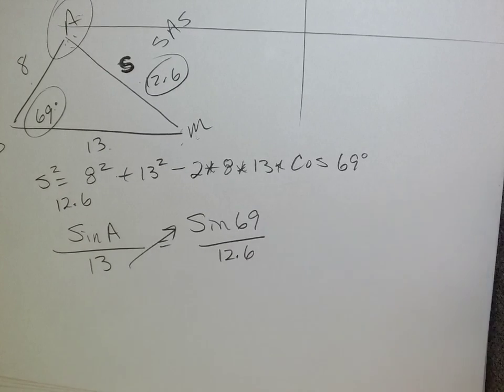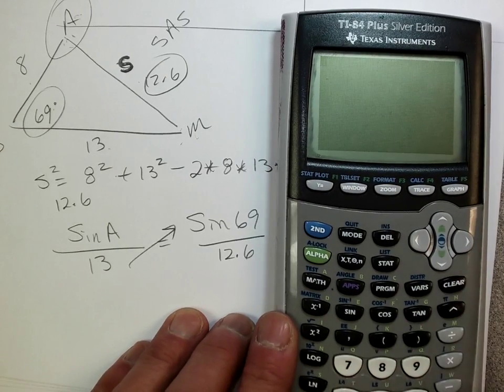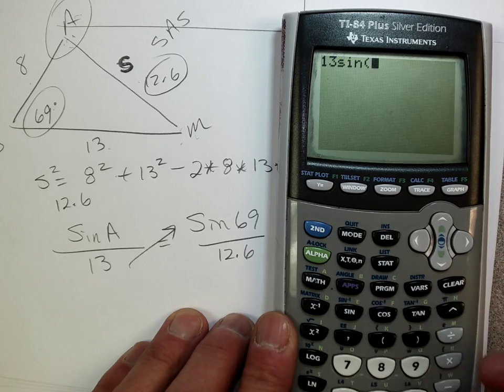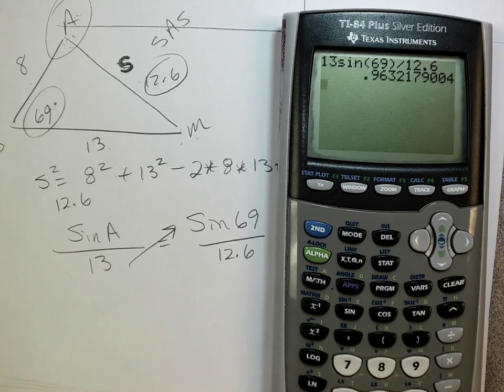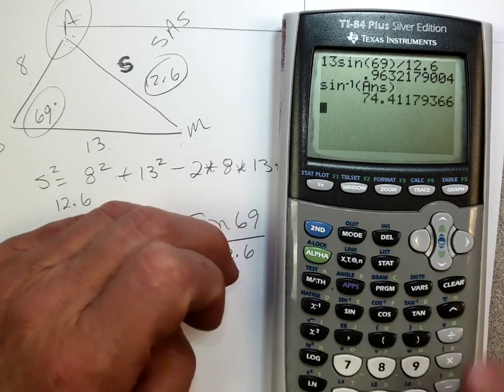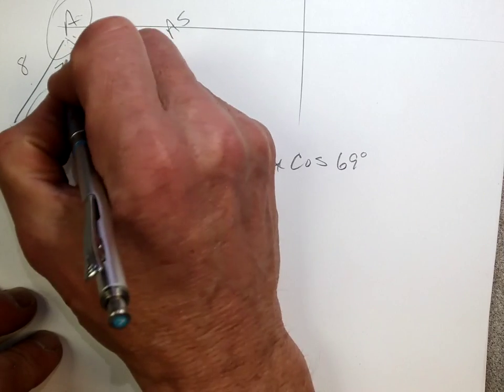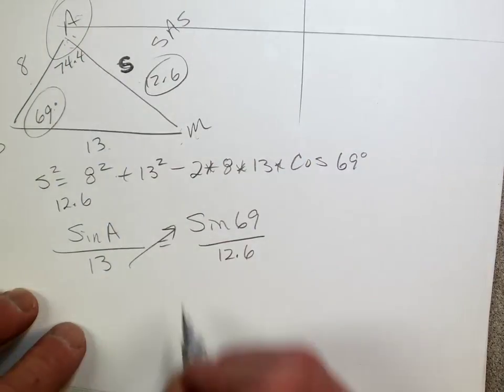Multiply up to 13. Okay, I'm just going to go then 13 sine 69 divided by 12.6. And I get a decimal. Yeah, because I'm going to sine inverse it, right? Okay, so I'm going to go sine inverse that answer. And I get a 74.4. So angle A is 74.4, okay?